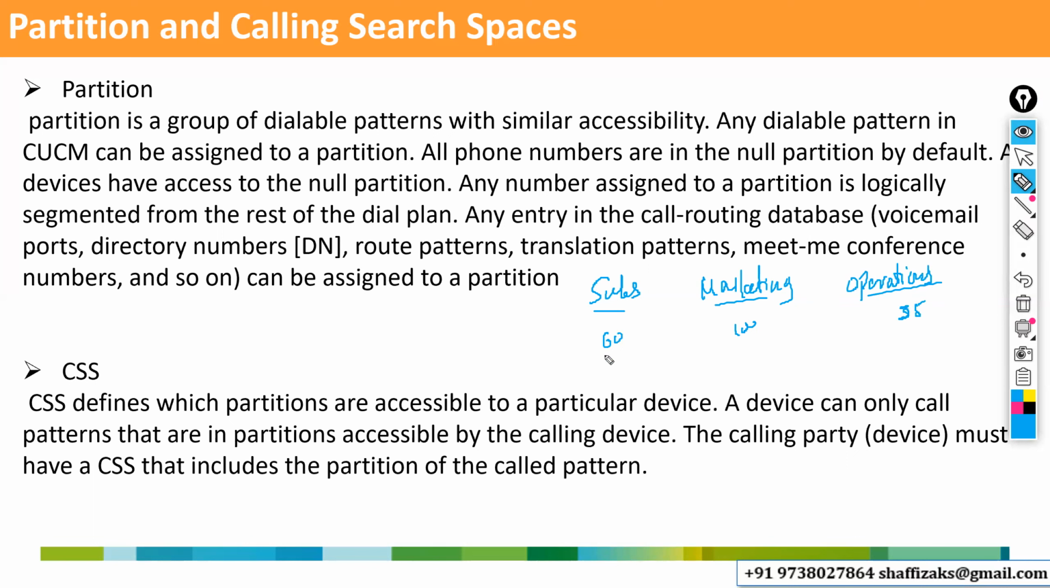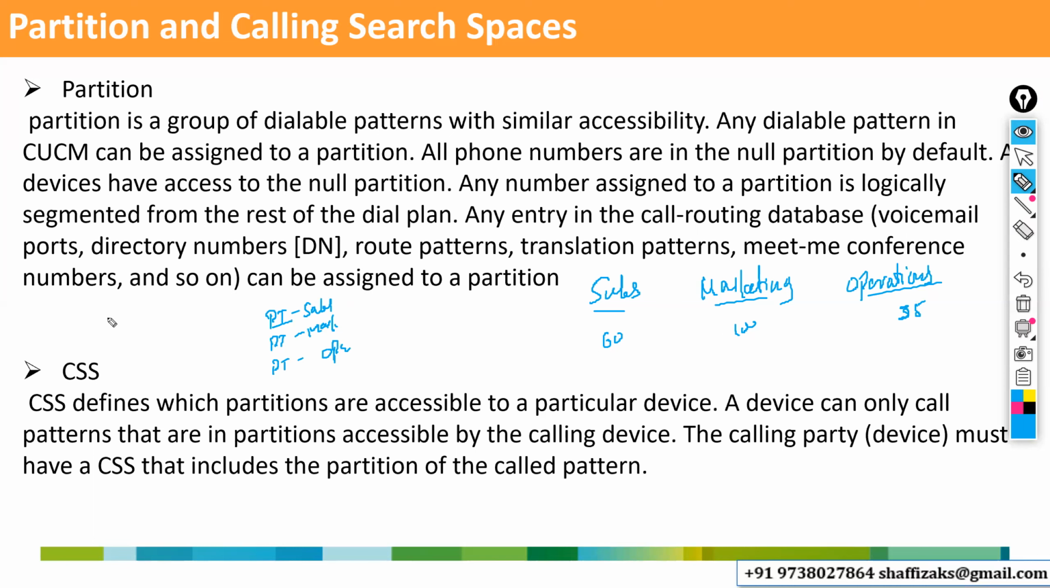That means for all these phones, we have now created partitions: partition sales, partition marketing, partition operations. This partition sales we have assigned to all these 60 users. Partition marketing is assigned to this group. Operations we have assigned to this one.